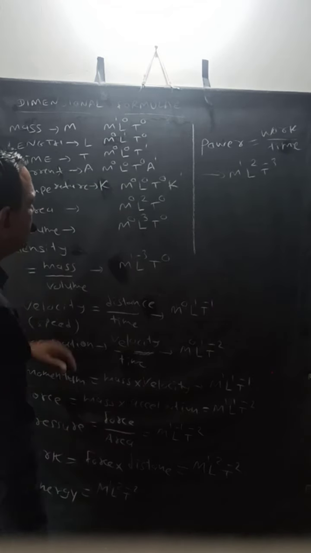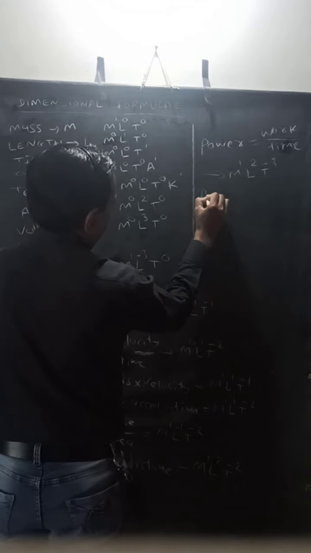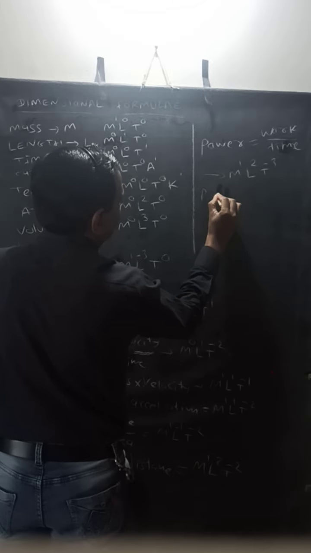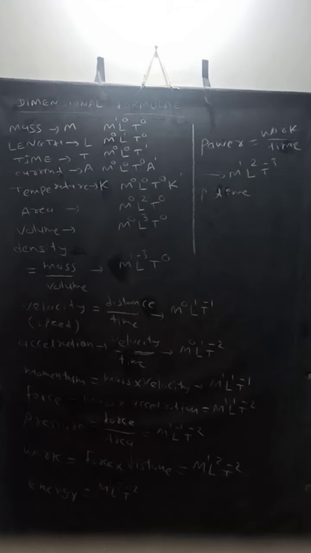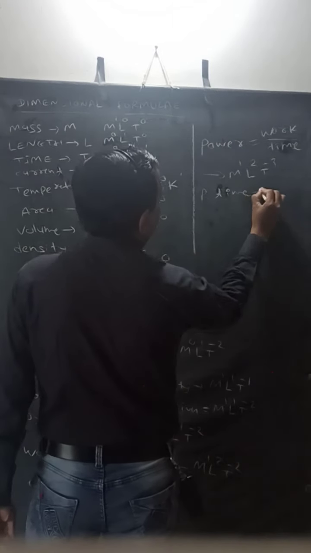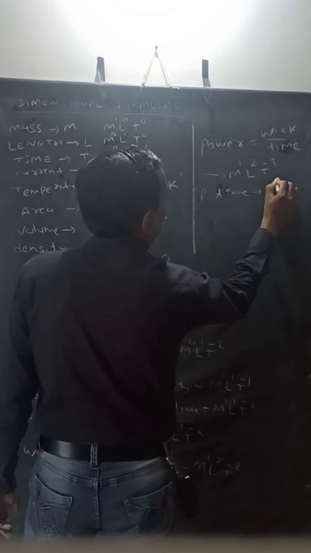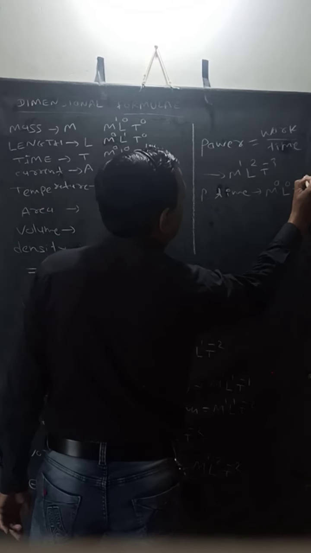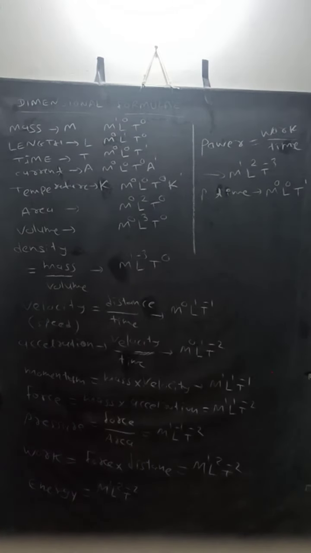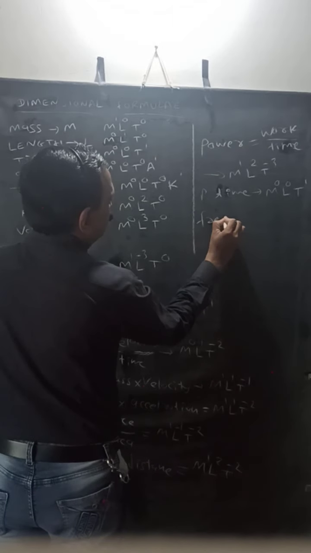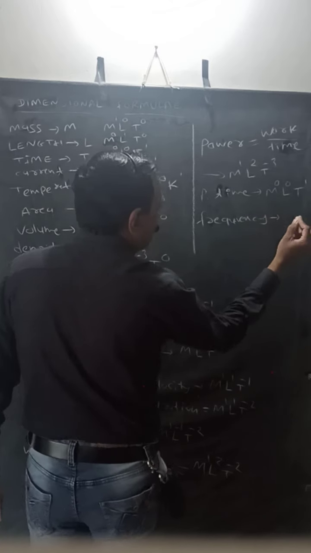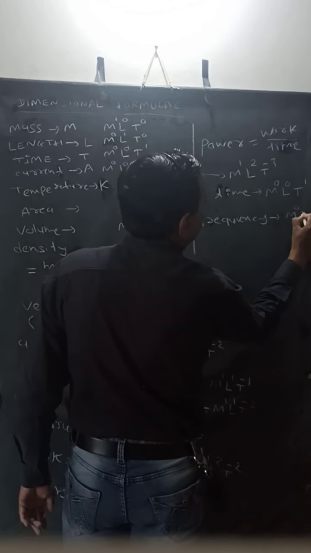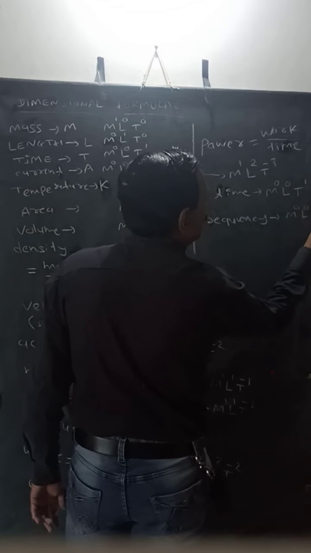Then periodic time. For simple pendulum, whatever. Periodic time is one unit of time. So M0 L0 T1. The inverse of periodic time is frequency. Is what? M0 L0 T minus 1.